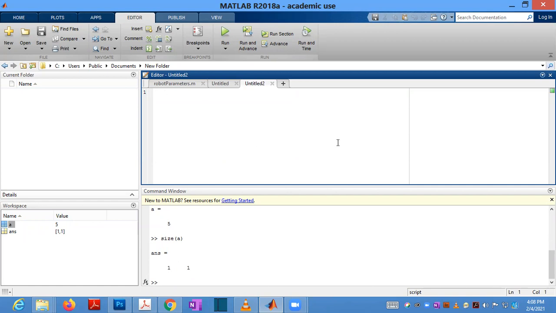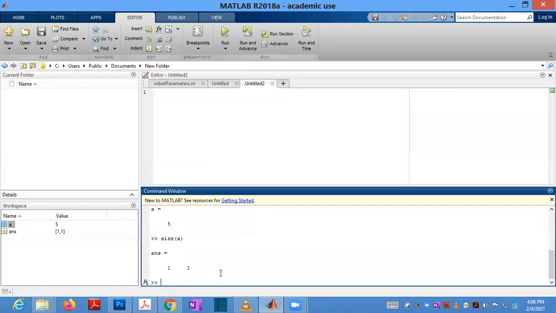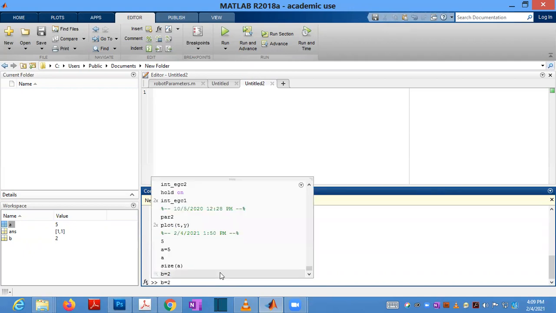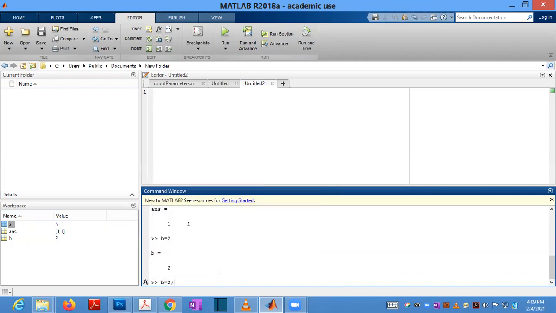So this is the .m file window, this is the command window, and this one is the current folder and workspace. In the workspace you can add a second variable, v is equal to 2. It is showing v is equal to 2. If you don't want to show this, you have to put a semicolon. If you add the semicolon, it won't show but it will be saved in the workspace.